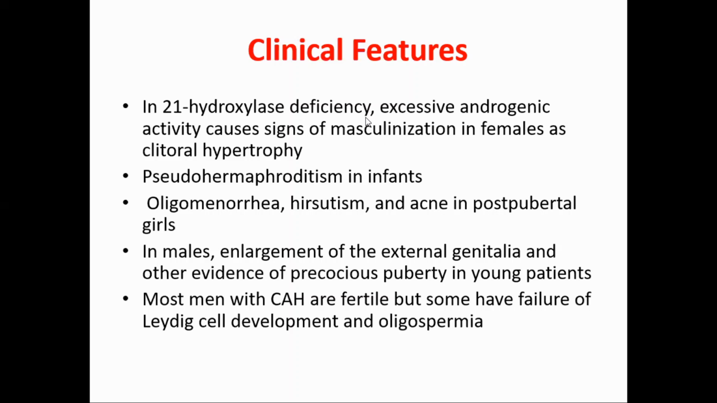And a female may present with the symptoms of masculinization, such as clitoral hypertrophy. She may even present with hirsutism, acne, oligomenorrhea, and ambiguous genitalia, where the genitalia cannot be distinguished, which is the most common feature seen in the infant, or pseudohermaphroditism may be seen in infants.